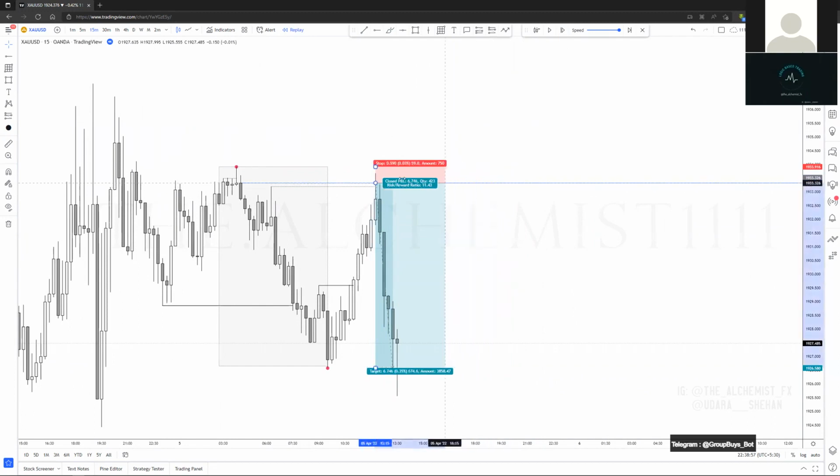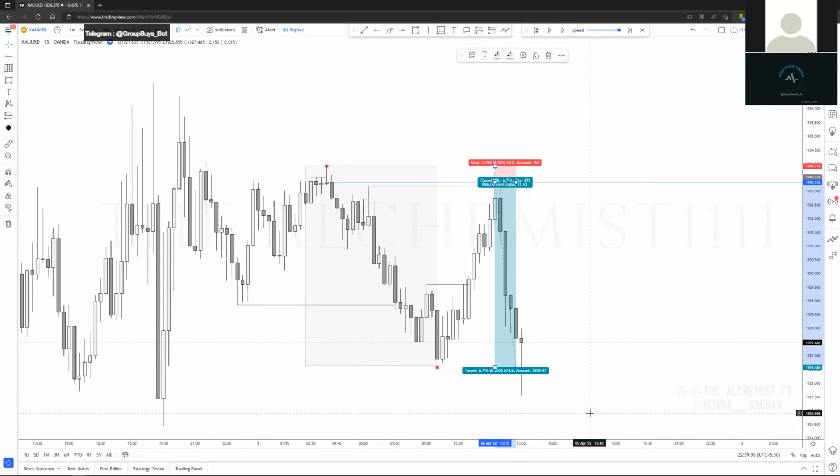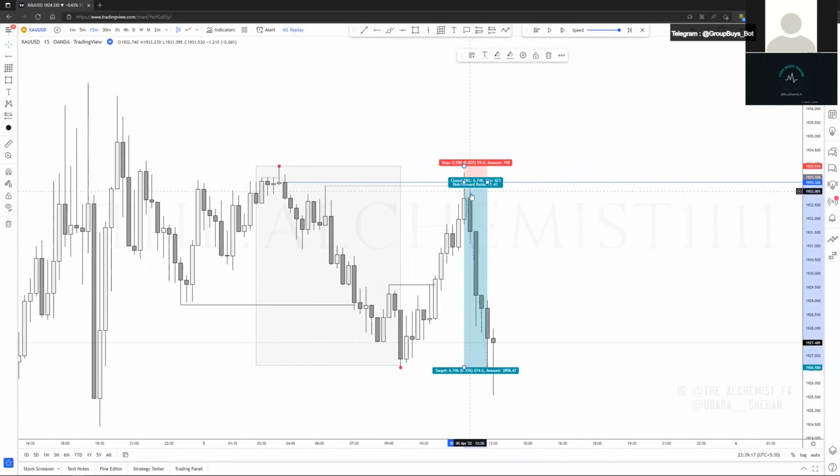I told you, London opens at 12:30 p.m. my time. Look at when the setup got tapped in. This is 15 minutes before London. That is why we focus on that time, because these are very quick setups. It was during Frankfurt, yeah, this was Frankfurt.